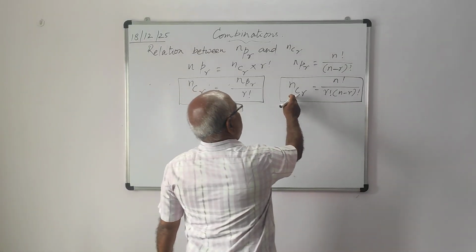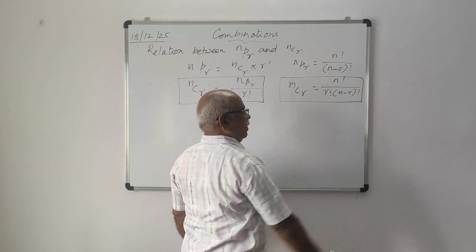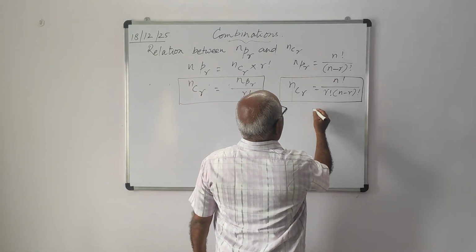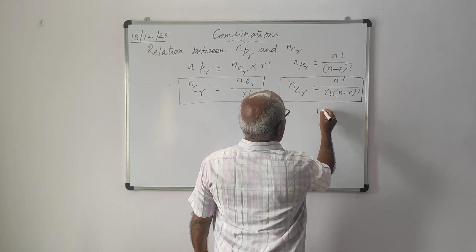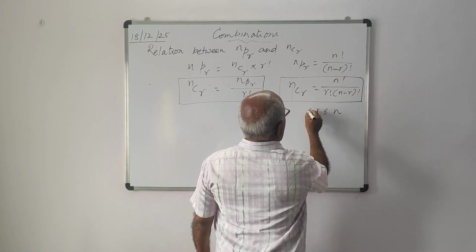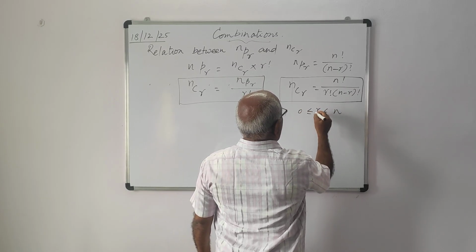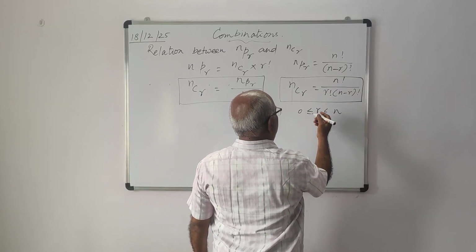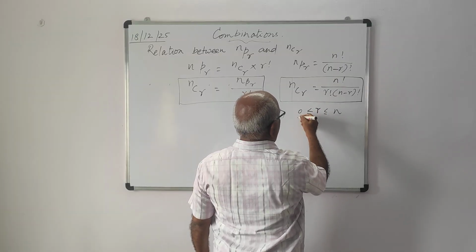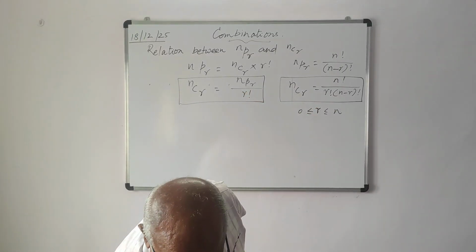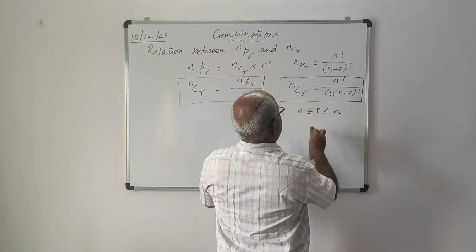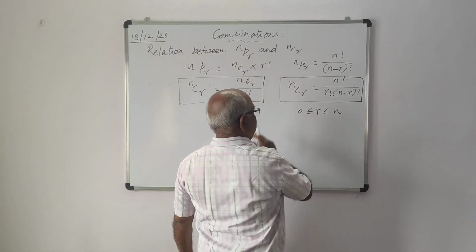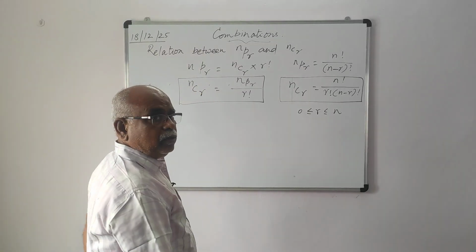See, nCr equals n factorial by r factorial into n minus r factorial, where n and r are integers, and also one condition: r is less than or equal to n but greater than or equal to 0. You consider this: nCr is n factorial by r factorial n minus r factorial, and r is greater than or equal to 0 but less than or equal to n. This is the condition you have to remember.